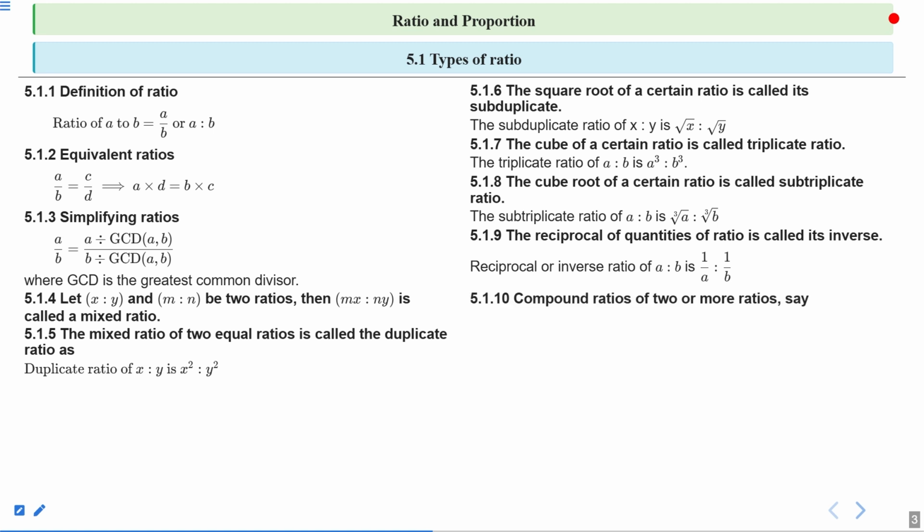So compound ratio of two or more ratios A upon B, comma C upon D, comma E upon F, and so on, we can write in the form of A into C into E and so on in numerator upon B into D into F and so on in denominator. So that is product of the numerator upon product of the denominator. Next.